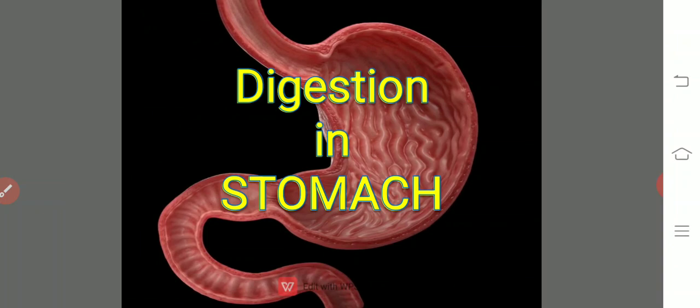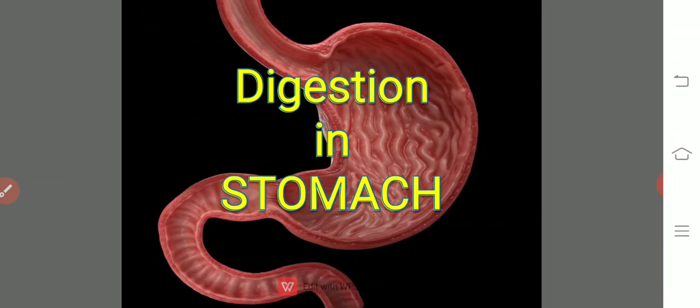The acidic pH of the stomach also facilitates the digestion of lipids. The pH may be about 2. This acidic pH environment facilitates the lipids to undergo digestion.